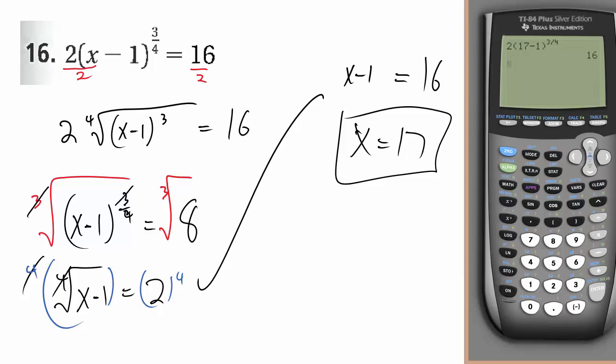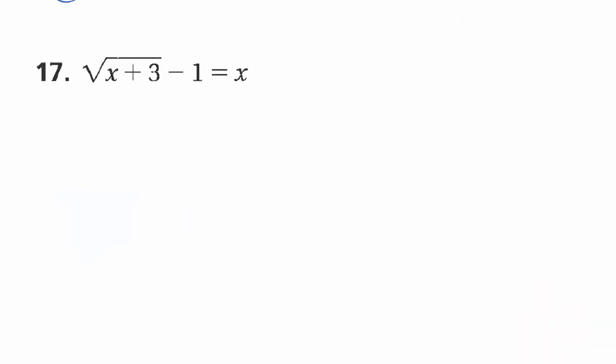For our next one, I'd like to start by squaring both sides, but guess what? The radical is not by itself. If you started squaring both sides, you'd get a big mess right here. So first, remember to move anything that's not part of the radical over before you start squaring.